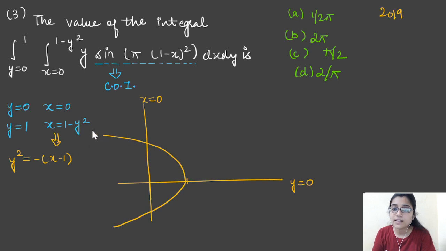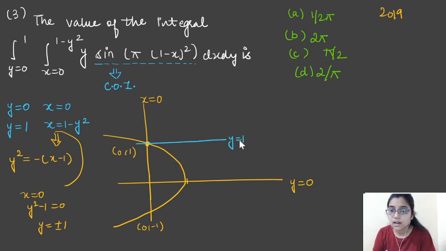Then we also have a line y equal to 1. On substituting x equal to 0 in this term, we get y square minus 1 equal to 0, which means y is equal to plus minus 1. So the points of intersection of this parabola with the y-axis are (0, 1) and (0, minus 1). But we have to bound the region with y equal to 1, so we will draw this line y equal to 1. Now we can see our region very clearly.